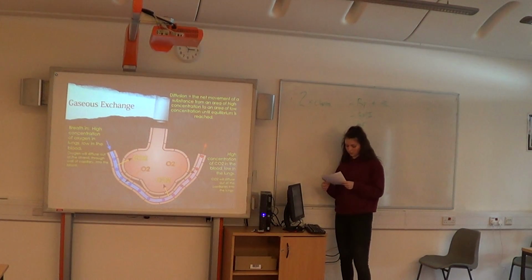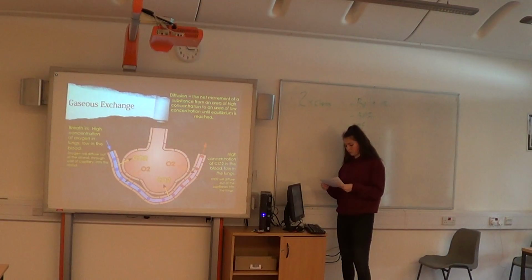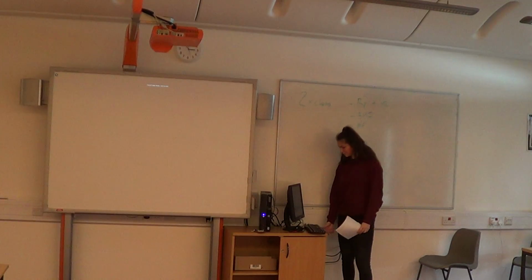So the wall of the alveoli and the capillary are both one cell thick, which means that gaseous exchange is much more efficient. The capillaries are narrow, which means the blood cells are squeezed against the wall, which again will reduce diffusion distance. And they're also travelling at a slower rate, which means that the red blood cells have got time to attach to the maximum amount of oxygen, which will maintain the concentration gradient.